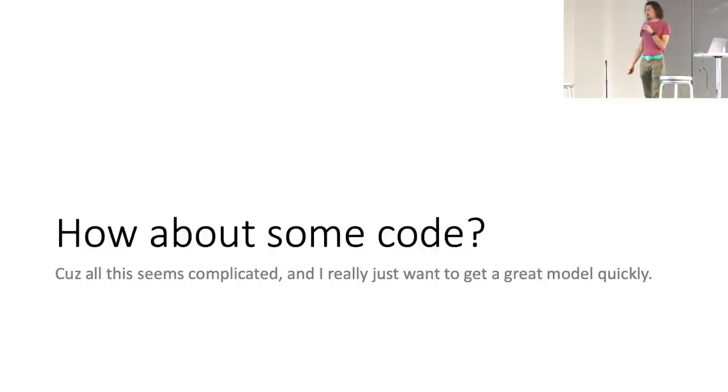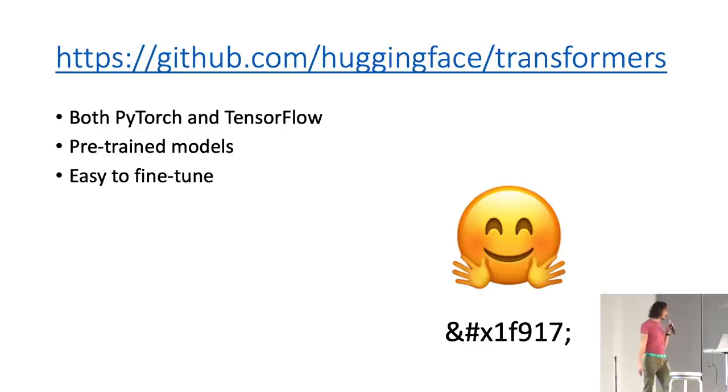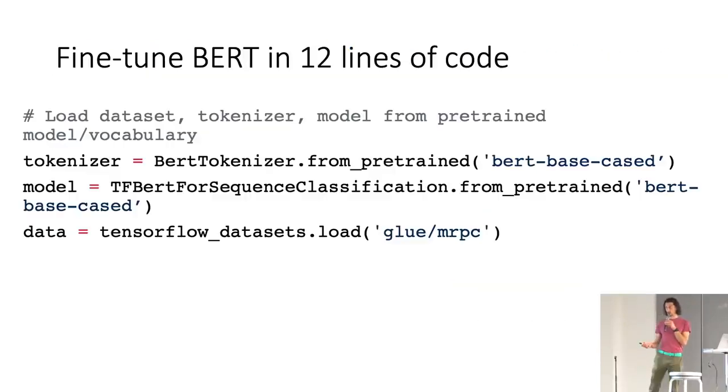Okay. Let's pop out, right? There's a bunch of theory, a bunch of math and ideas in there. How do we actually apply this stuff in code? So if you want to use a transformer, I strongly recommend hopping over to the fine folks at Hugging Face and using their transformers package. They have both PyTorch and TensorFlow implementations, pre-trained models, ready to fine-tune, and I'll show you how easy it is.